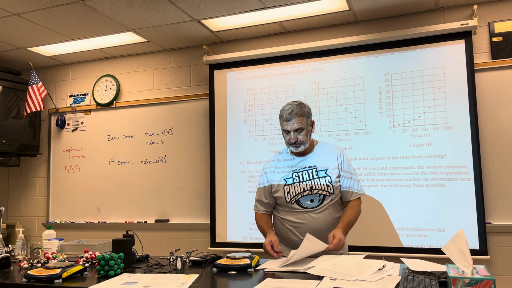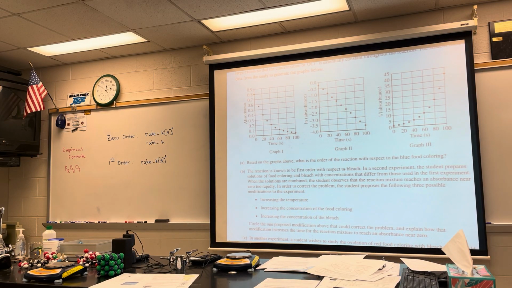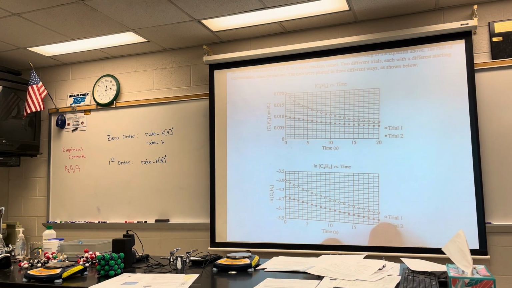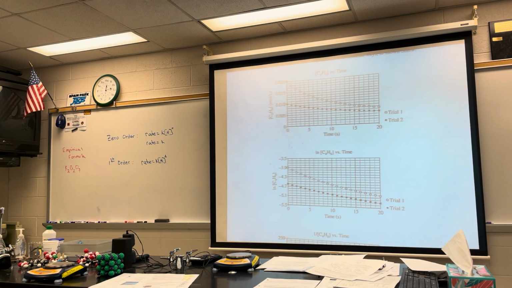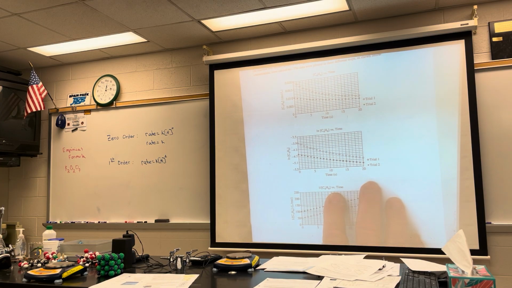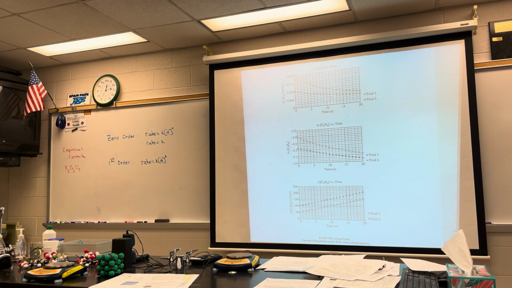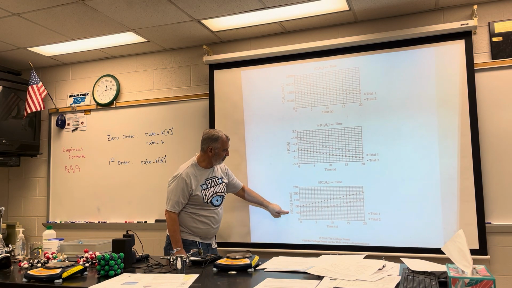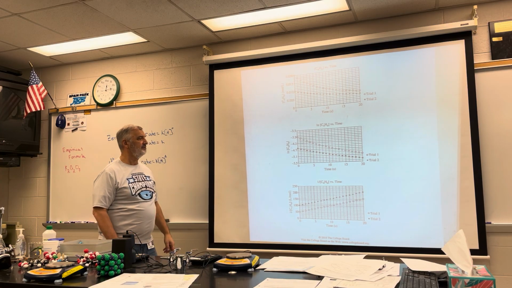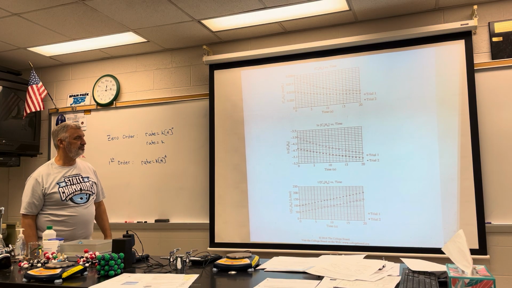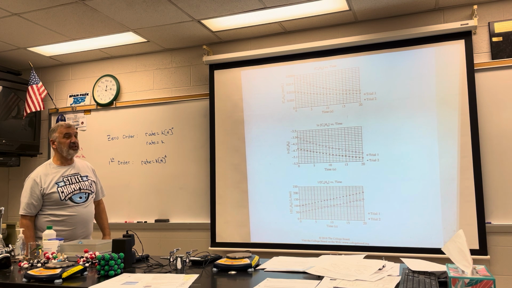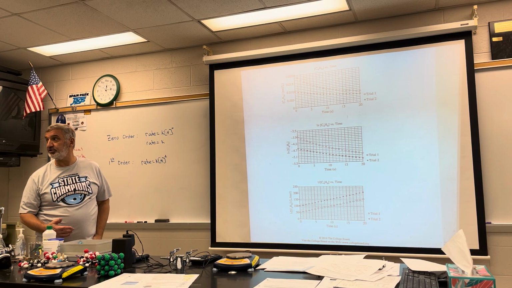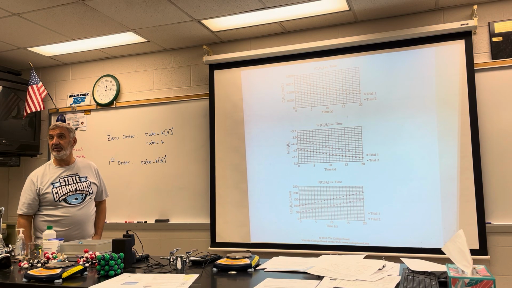One more. Notice how many there are on the AP test. These are all over the AP questions. What year is this, 16? Yeah. Now I'm going to look at these three graphs. I have concentration here, natural log of concentration, and 1 over concentration. Which one's linear? The third, the bottom graph. Since it's 1 over the concentration, that means it is second order.